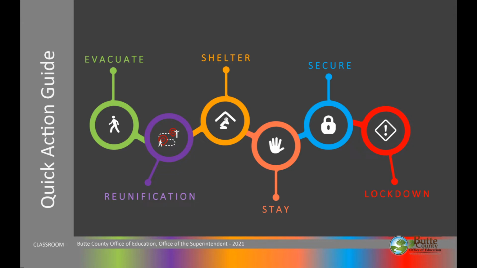Today we will be walking through the new Quick Action Guide for classrooms and offices, which you will be receiving soon if you have not already. This guide will replace the current flip chart, which may be hanging near a door in your workspace or classroom. The Quick Action Guide is provided by the Butte County Office of Education, Office of the Superintendent, and provides staff and teachers with an easy-to-follow, intuitive, immediate plan of action for almost any emergency.